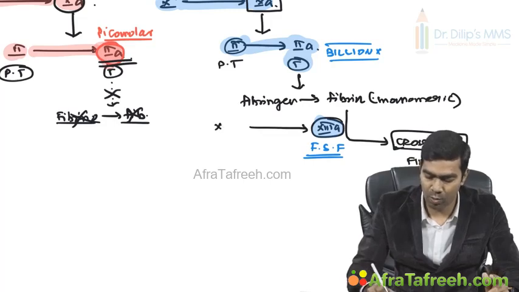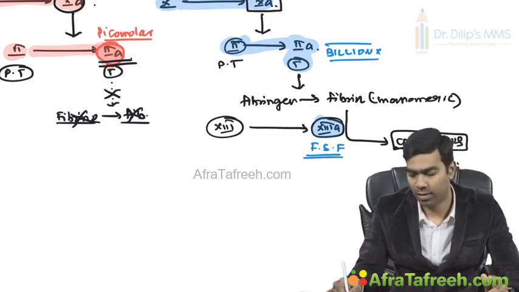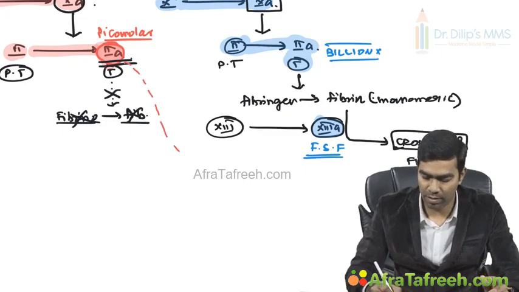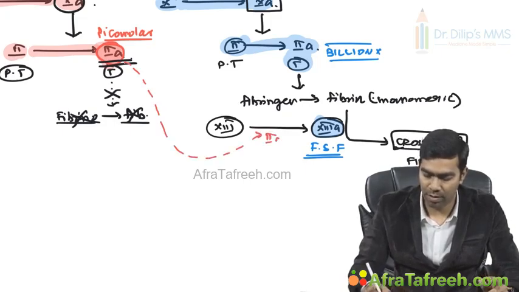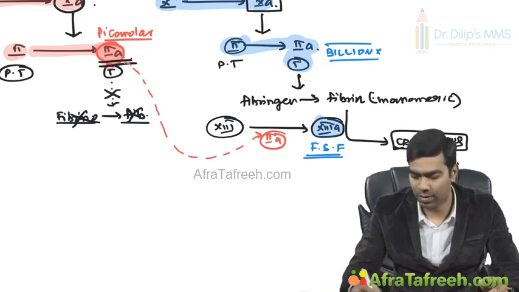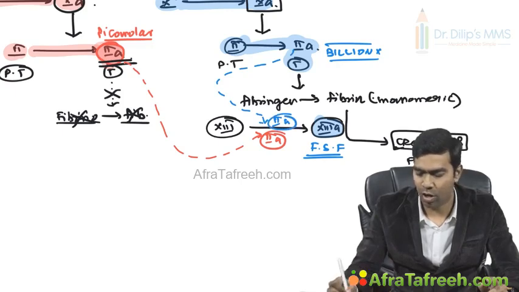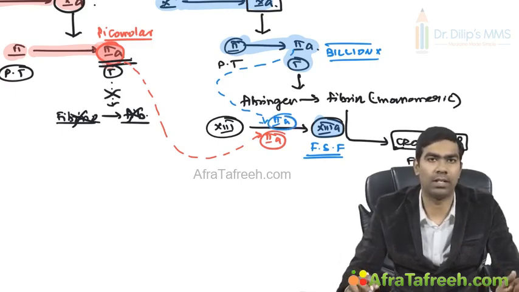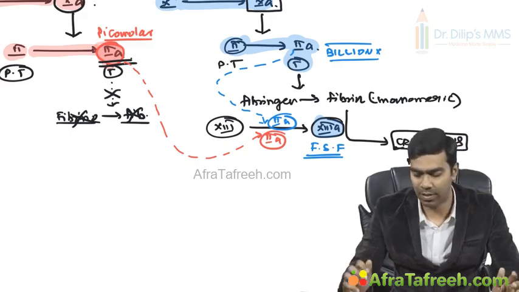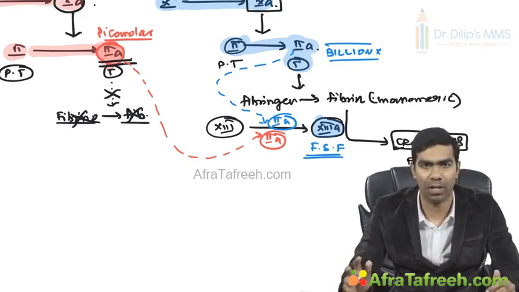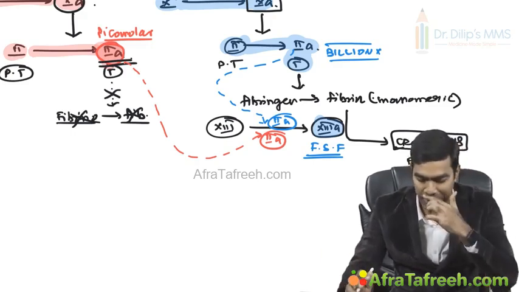You might ask me who's going to activate this factor 13. Again, it's no surprise. Your thrombin is the one that is going to activate your factor 13 as well. So this thrombin that is coming from the extrinsic as well as intrinsic pathway is the one that is going to activate this factor 13 also. Such is the importance of thrombin and its impact in the coagulation system.